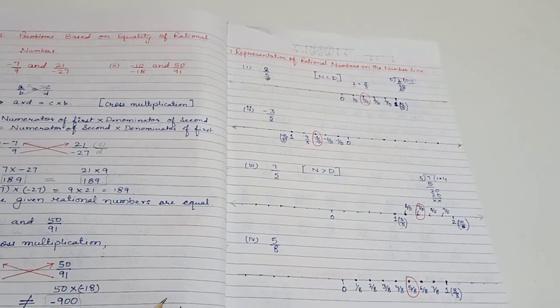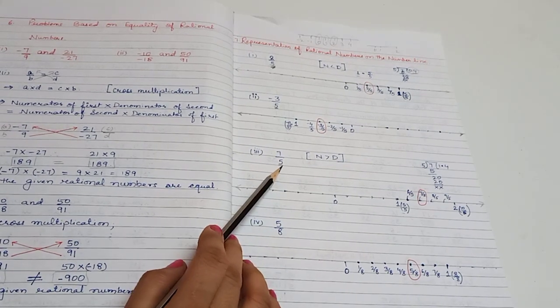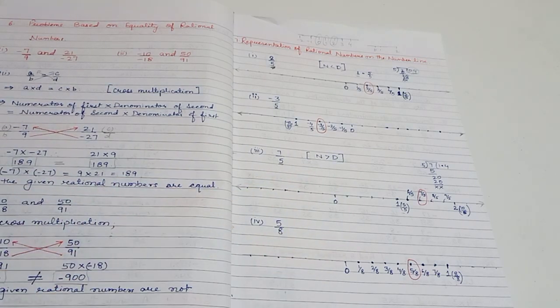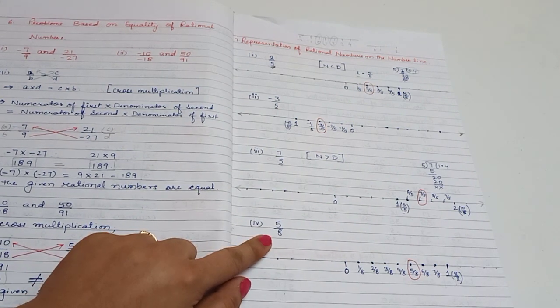Now coming to another rational number, that is 5 by 8. This was all when you have a denominator. Now you would be thinking that it is only for 5. Now what in case if we have another denominator? What we will do in that case? So I have taken one example for another denominator.